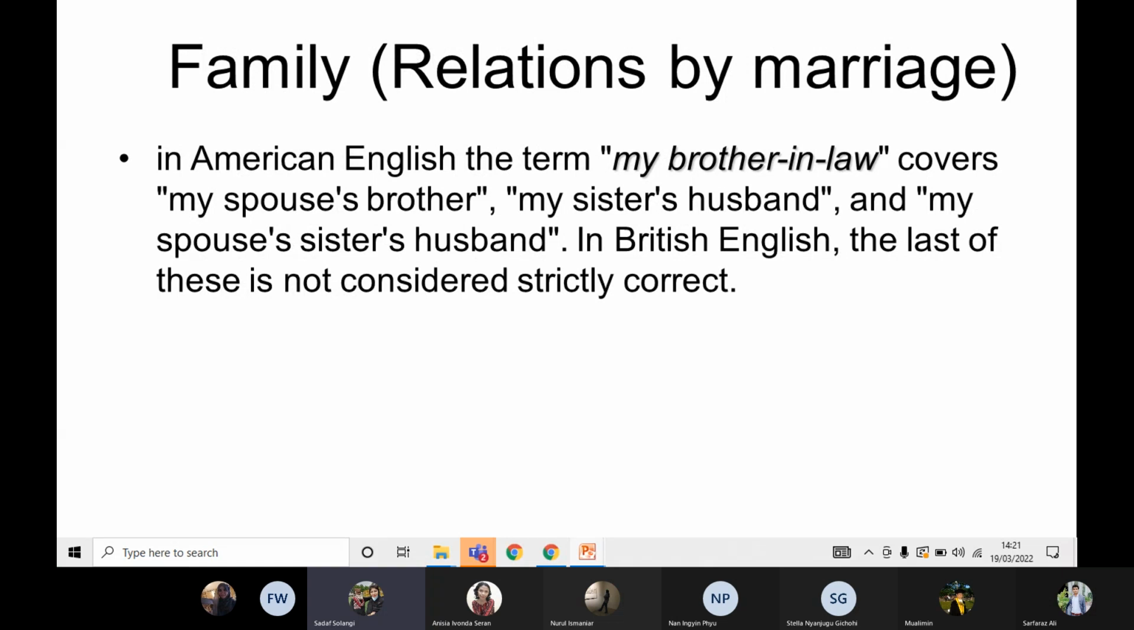In American English, the term "my brother-in-law" covers my spouse's brother, my sister's husband, and my spouse's sister's husband. In British English, the last of these is not considered strictly correct.